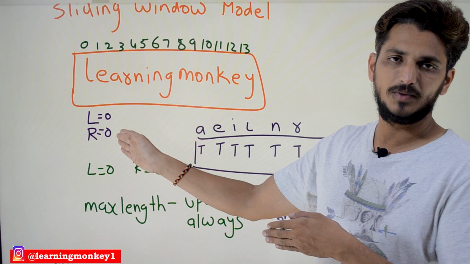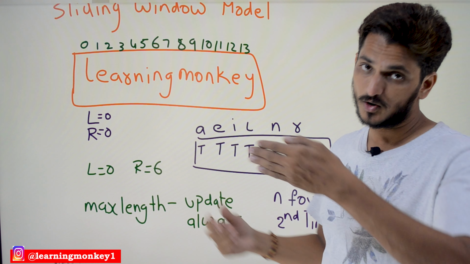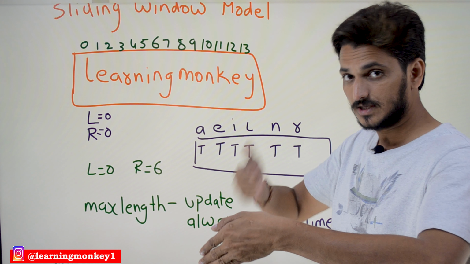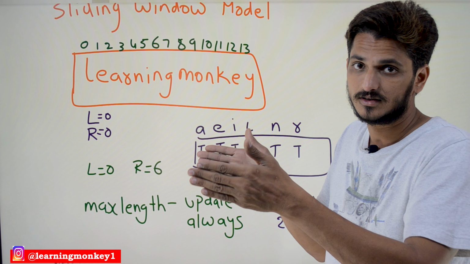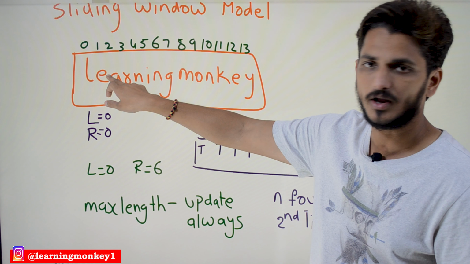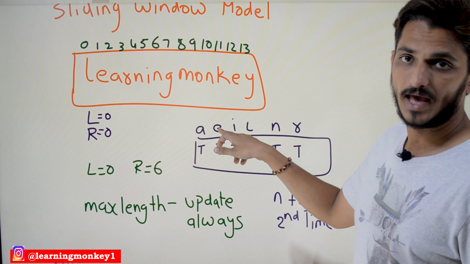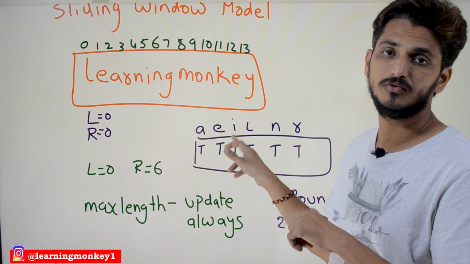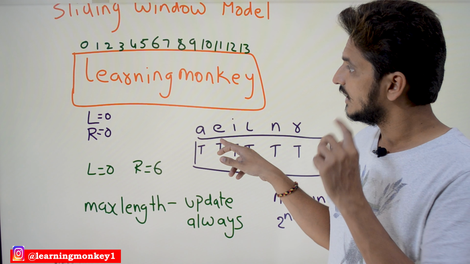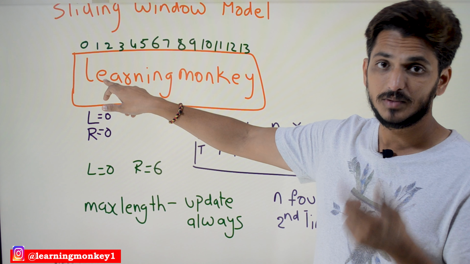Now R plus plus, right side plus plus. Left is pointing to the 0th position, right plus plus. We are forming a window with distinct characters. Right plus plus, right is pointing to 1. Check E, the ASCII value of E. At that position, if it is false, make it true. False means not visited. The character is not visited previously.